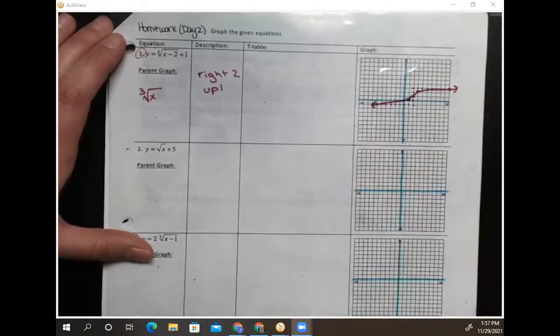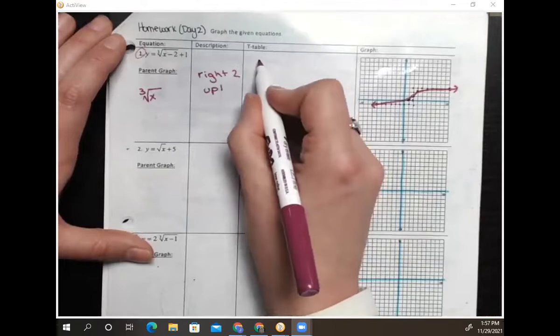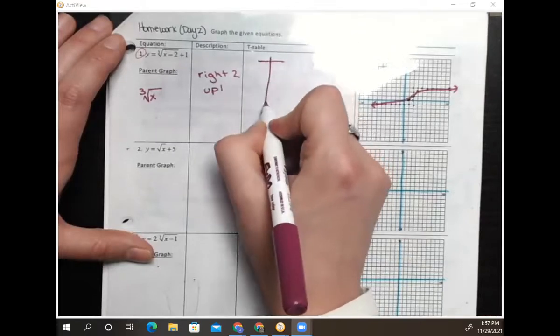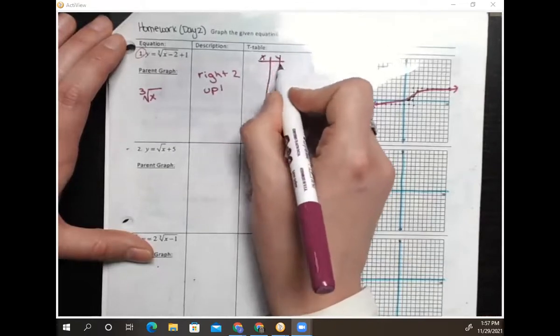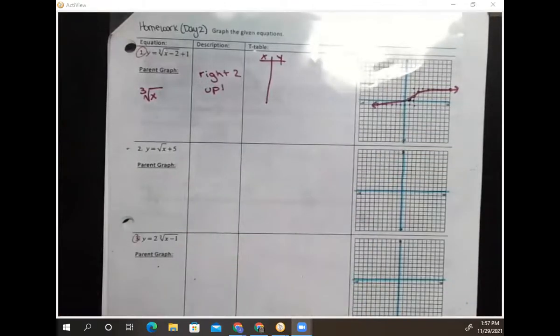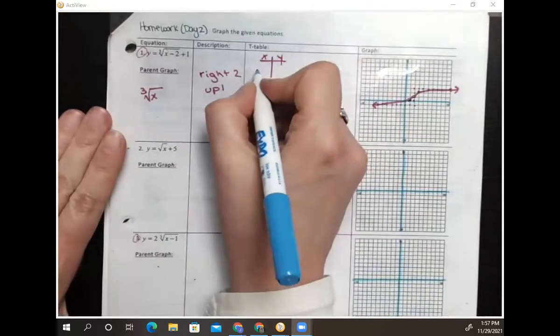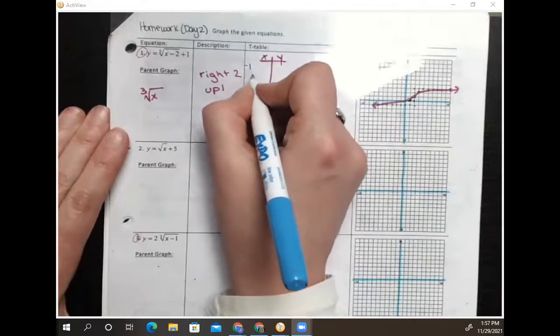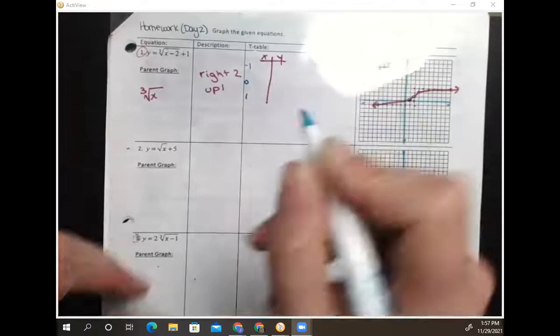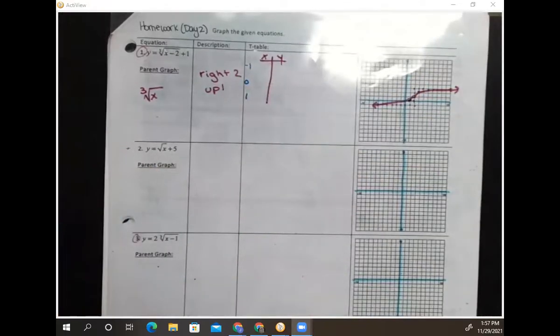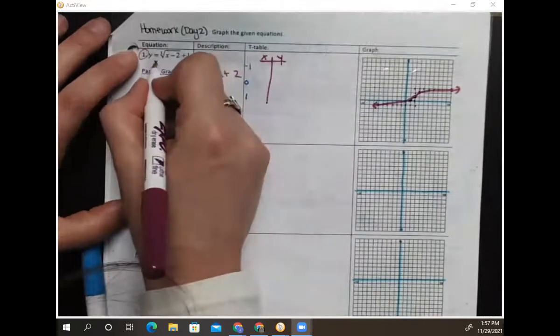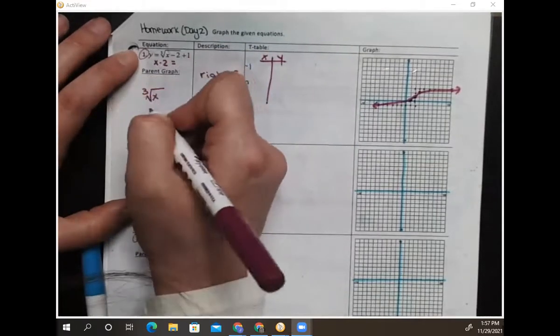In my opinion, graphing with the transformation is a little bit easier than the table, but again, you can do either. We just have to be careful with those x values that we select. So things that have nice cube roots, -1, 0, and 1. So the x values I want to pick, what would make the stuff under the root simplify to those things?